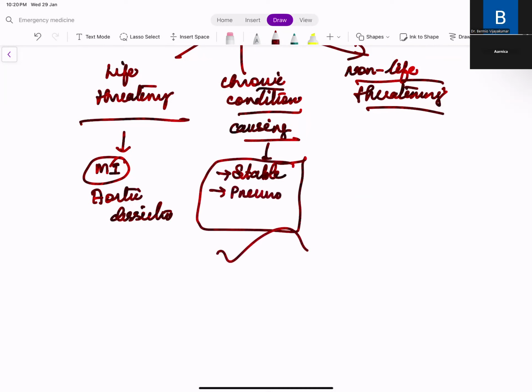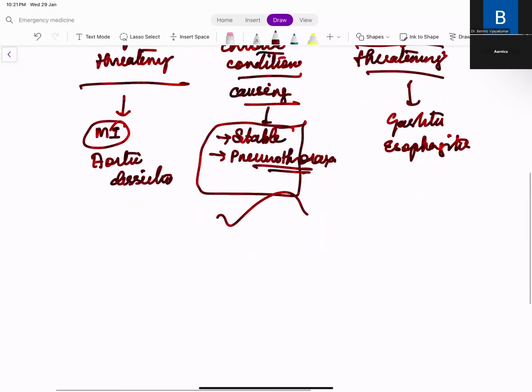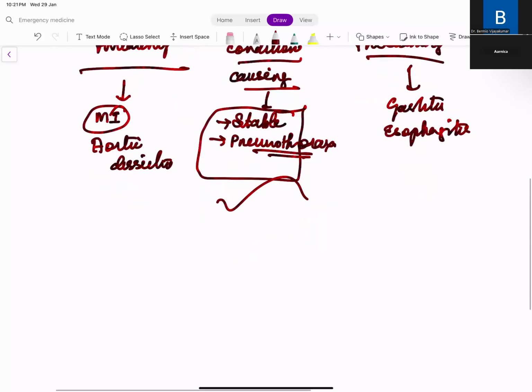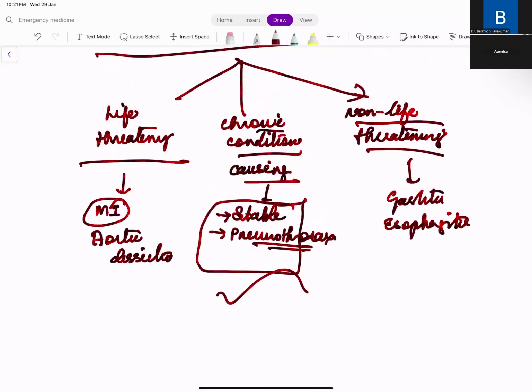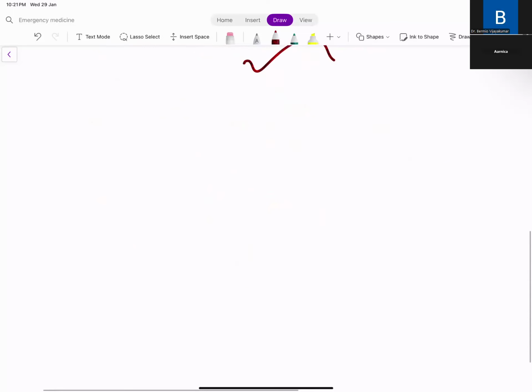Pneumothorax is also probably a life-threatening condition. Non-life-threatening conditions will be just plain gastritis, esophagitis. Okay, I'm just giving you the examples. We'll discuss more in future. So your aim in the casualty should be to identify whether it is a life-threatening, probable life-threatening, or non-life-threatening condition, and it can originate from one of the above organs. Okay, so we will straight away go to each type of chest pain.